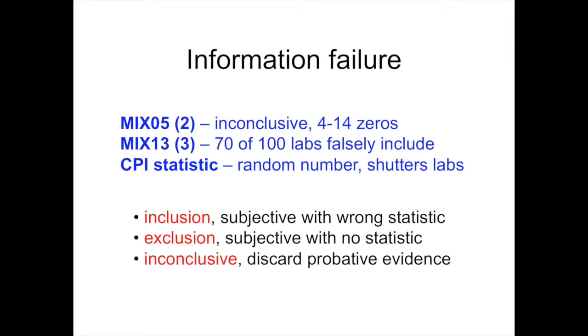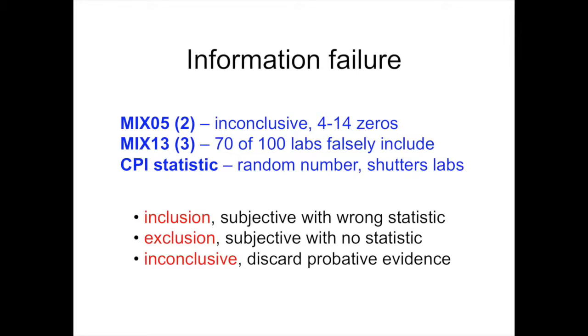And the NIST 13 study in 2013 found false inclusions on a 3-person mixture in 70% of the laboratories. I wrote a paper in the fall, it's open access, that shows that the CPI statistic, the combined probability of inclusion, is actually a random number. It's just the number of tests. That's why it's always 1 million on the CODIS if there's an inclusion. And it's been closed a few labs, but essentially the numbers that we have don't really mean very much.